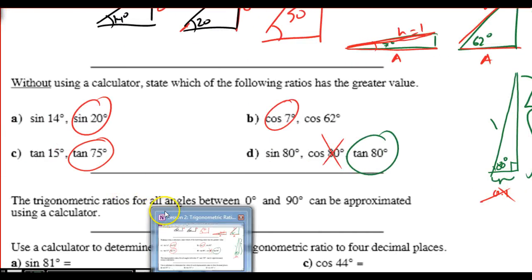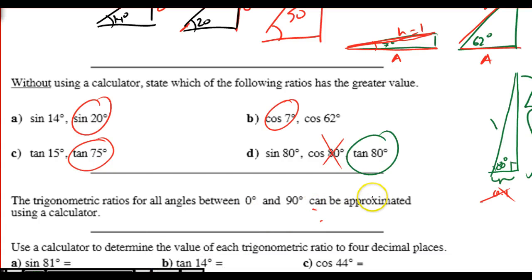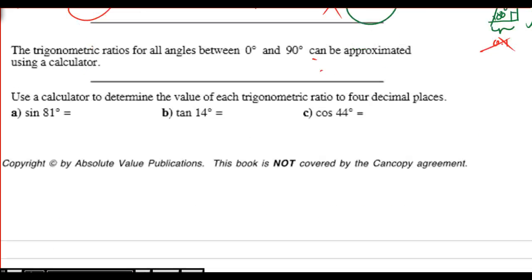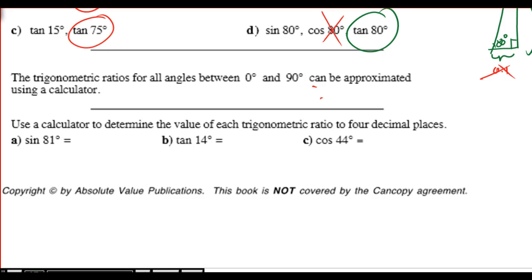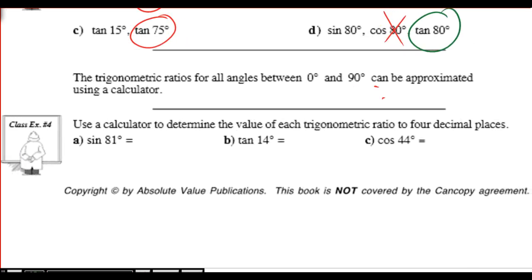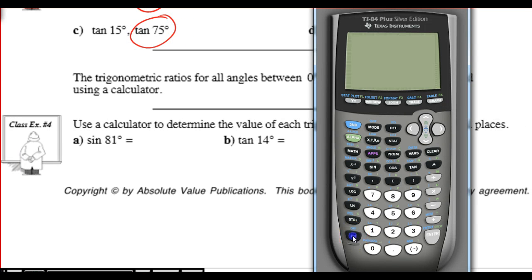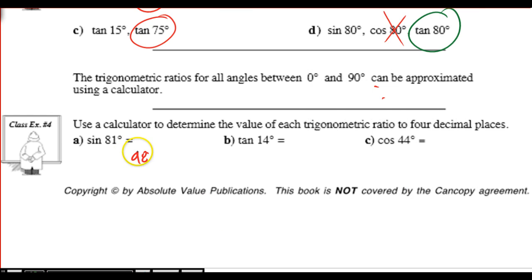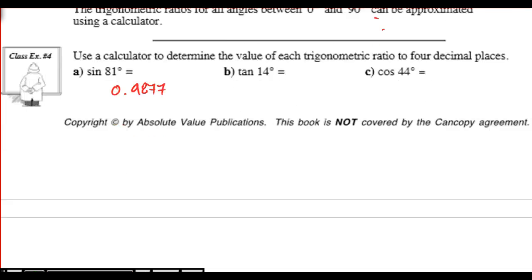The trigonometric ratios for all angles between 0 and 90 can be approximated using a calculator. Great. Okay, so use a calculator to determine the value of each of the trig ratios to 4 decimal places. So very similar to what we did earlier. So sine 81 is 0.9877. So again, very close to 1 there. Tan 14, I'm going to skip these. You guys can go ahead and do these yourselves just on the calculator.